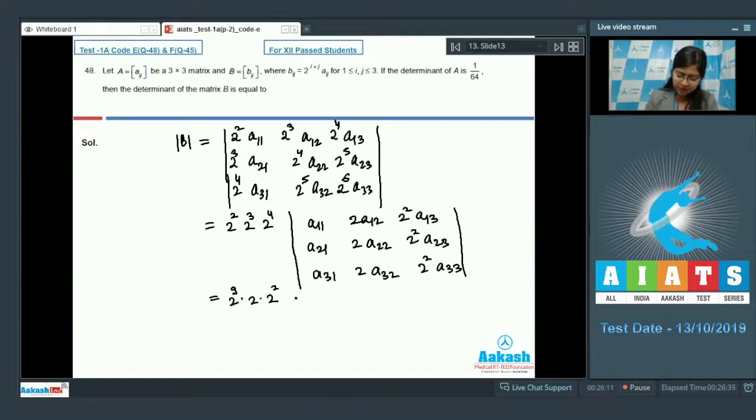we will be left with determinant of A, which is equal to 2 raised to the power 12 divided by 64, that is equal to 64. So determinant of B is 64.